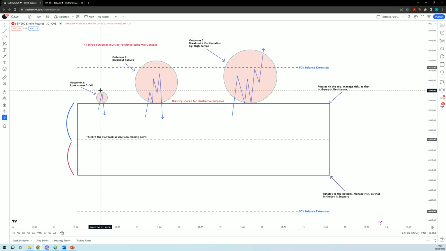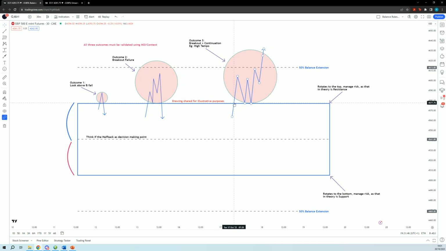Number two is a breakout failure. This occurs when the index has closed outside of the balance on a daily time frame, or a failure has occurred around the 50% balance extension accompanied by a swift move back inside the balance. Now this is where you want to think about back inside the balance, which means it's all about the rotation to the halfback, where the decision is made either to go back up or continue lower.